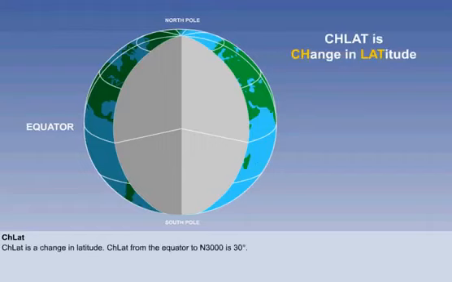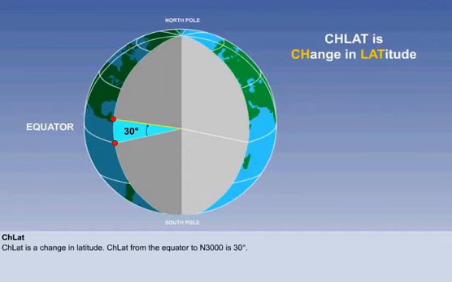If we were to move from the equator, north-south 0000, to north 3000, we would have travelled through 30 degrees of latitude. In other words, the CPL would be 30 degrees. In this case, the direction would be north.